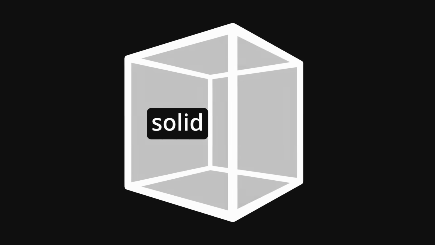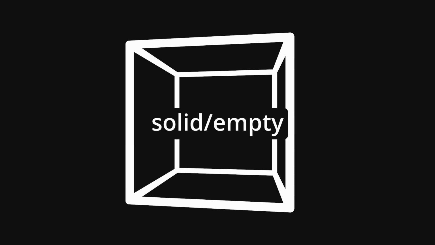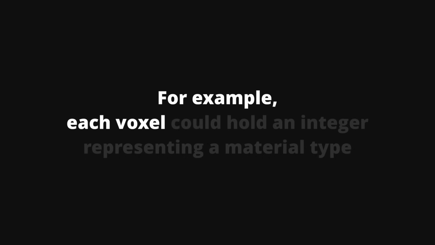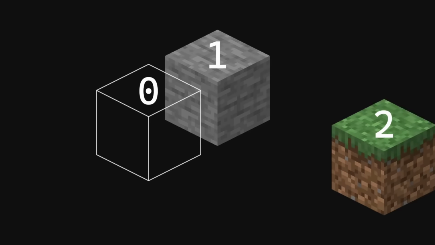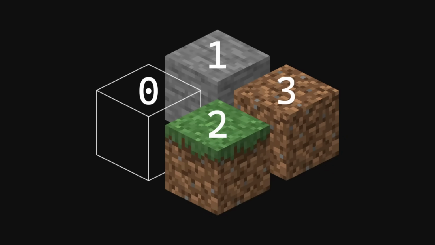For simplicity, my voxels will each be a single bit of data. On or off, 1 or 0, true or false, solid or empty. But like pixels, voxels can store any kind of data you want. For example, each voxel could hold an integer representing a material type like air, stone, grass, dirt, etc.